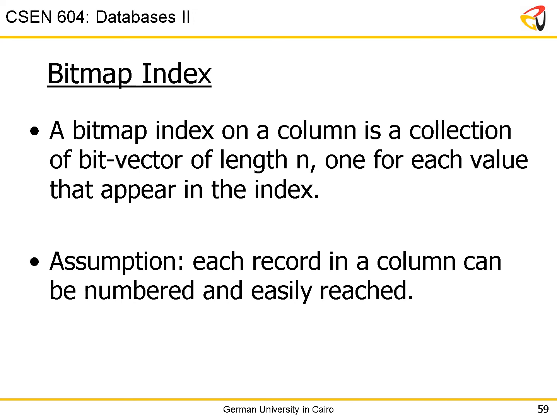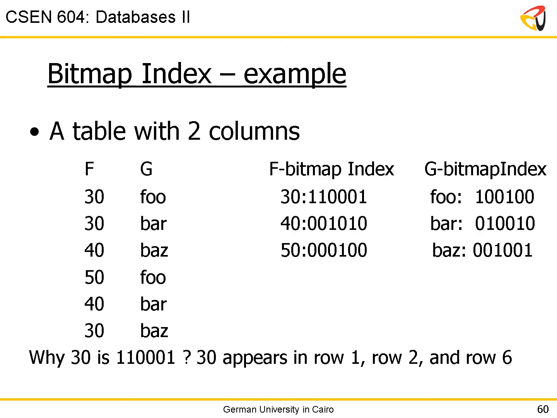So let's see an example of what I'm describing here. This is my example. Let's say I have two columns, F and G, and these are the values inside these two columns. Obviously, these two columns come from some database table. So how many rows do I have here? I have 1, 2, 3, 4, 5, 6 rows in this table. And I'm building a bitmap index on F and G columns.